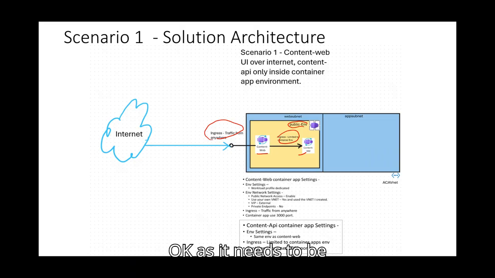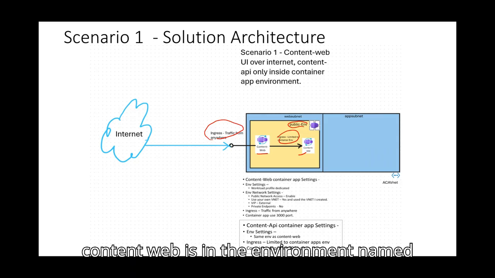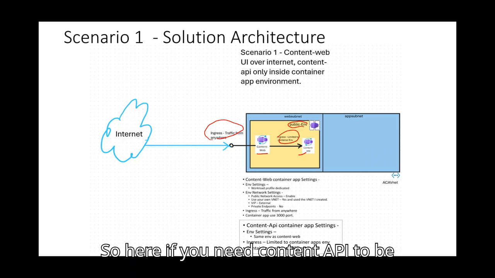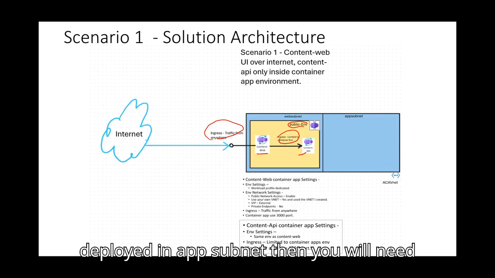Okay, as it needs to be accessible from content web, and content web is in the environment named public environment, content API needs to be deployed in the same environment, and hence it will be deployed in the same subnet. This is configured with Ingress as limited to container app environment, so it won't be reachable from the internet. I hope I'm clear.